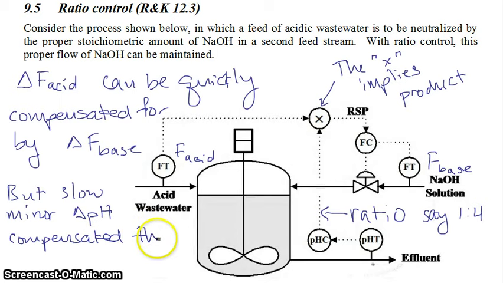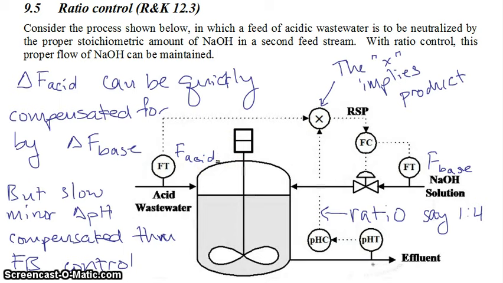through the feedback control. So the feedback control, what it will do is, if, say, this stream has a slow variation in pH, then the feedback control can adjust this ratio. So if this stream starts to get a little bit more acidic, then this ratio can rise and become closer to 1, so that F base will neutralize the stronger F acid. And so this is how this particular control method works.